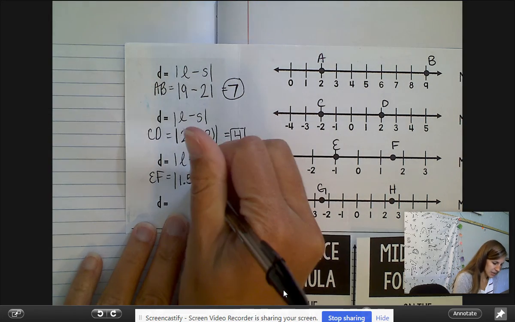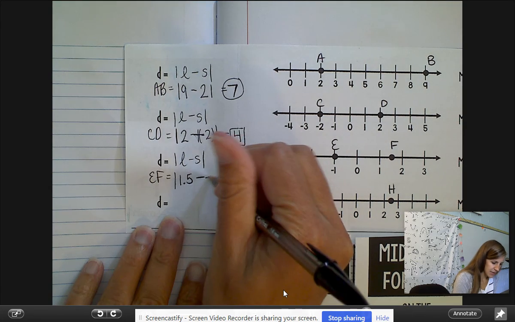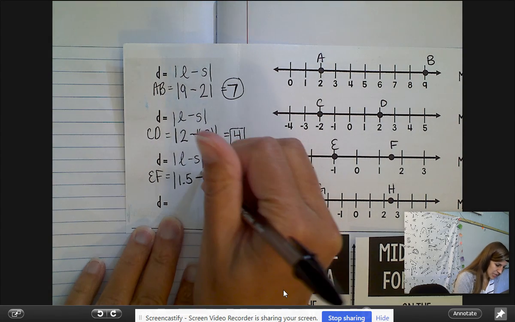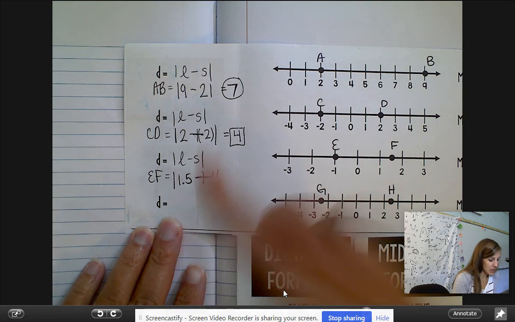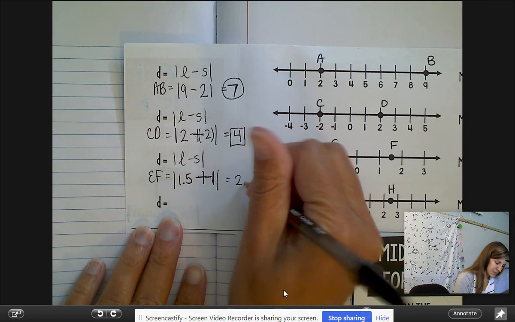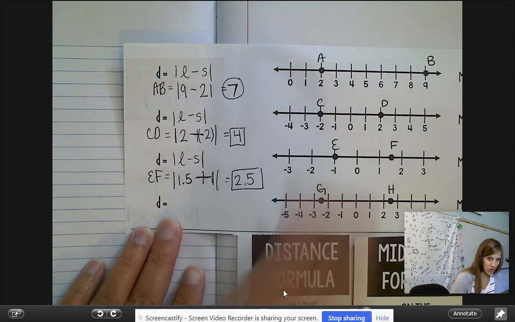The smaller is -1. And again, we got those double negatives going on. So we're actually going to add. So 1.5 plus 1 is 2.5. Absolute value is still 2.5.